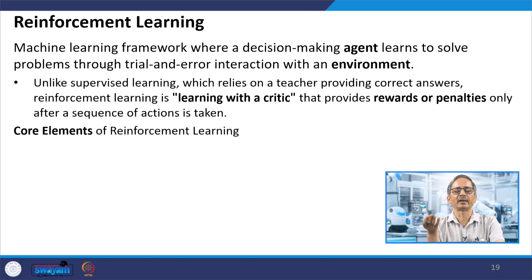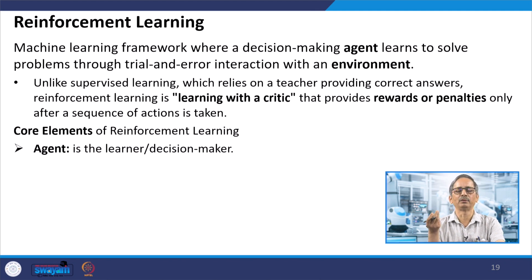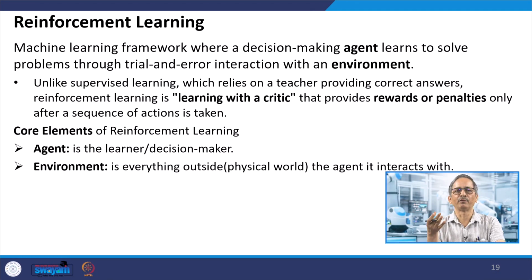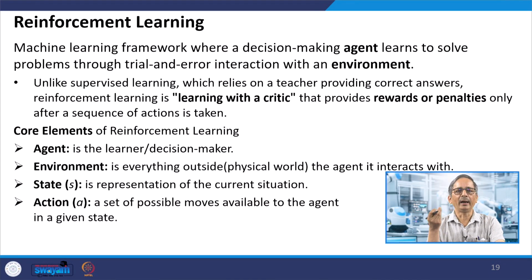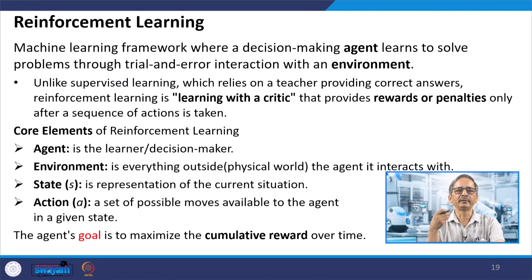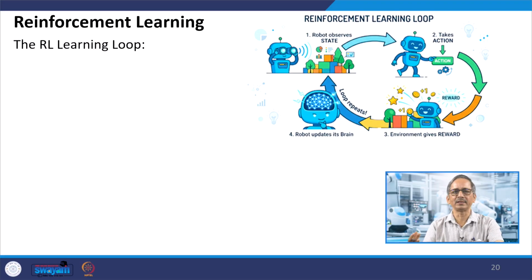The core elements in reinforcement learning are the agent, who is the learner or the decision maker; the environment, which is everything outside the agent that it interacts with; the state, which is a representation of the current situation; and the action, the set of possible moves available to the agent in a given state. The agent's goal is to maximize the cumulative reward over time. This concept is explained here. The robot observes the state, then takes an action, and based on the action, the environment gives a reward, and then the robot updates its brain basically, and the cycle is repeated.